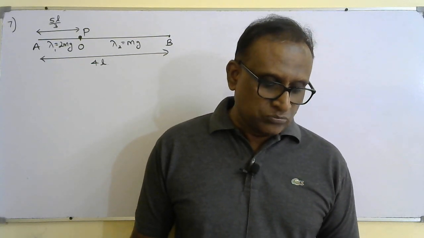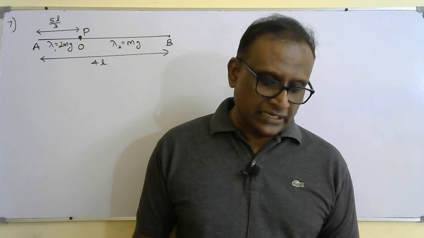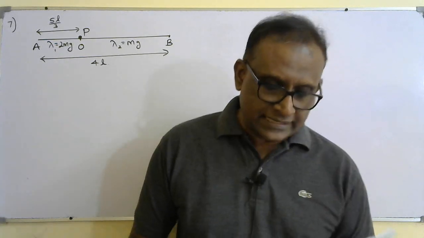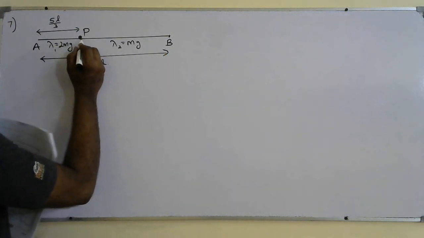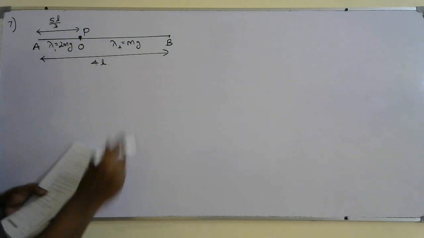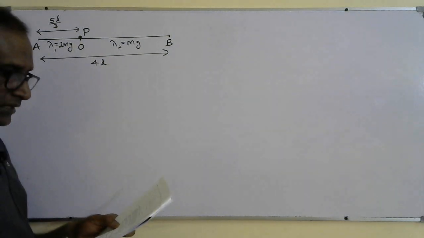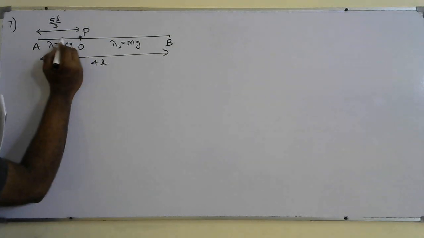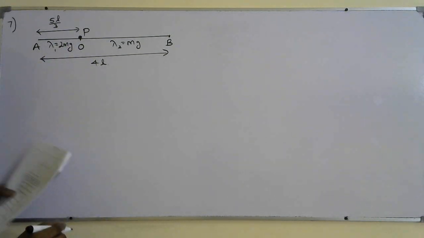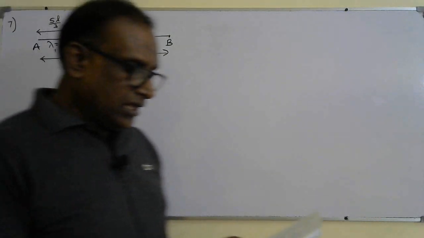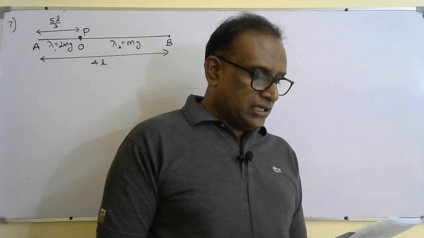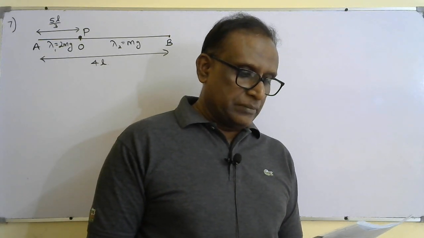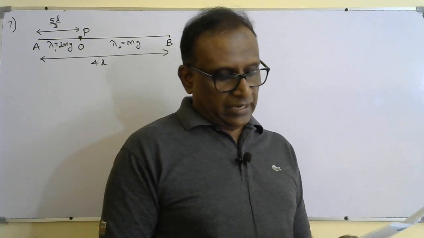The particle P is moved a distance half L along the table from O towards A. So they are displacing it towards A, pulling it through a distance of half L, and released. Show that P moves with a simple harmonic motion of period T.